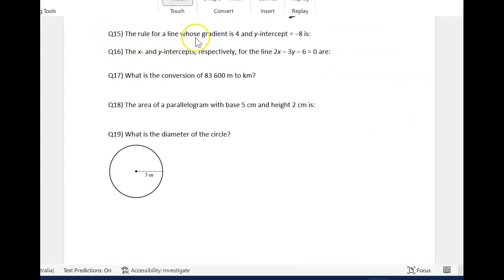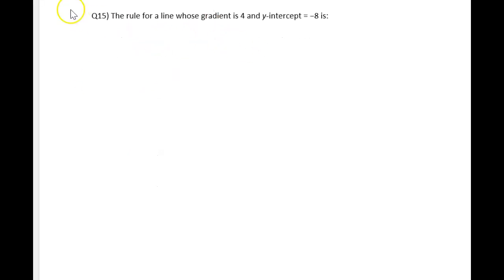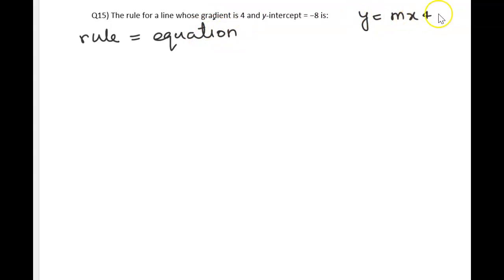It says the rule for a line whose gradient is 4 and y-intercept is -8. So the rule for a line, okay, just bear with me for a minute. Let's look at the next one. It says the rule of a line. Please do remember, rule means the equation. It means the equation of a line. Not to forget, equation of a straight line is y is equal to mx plus c.